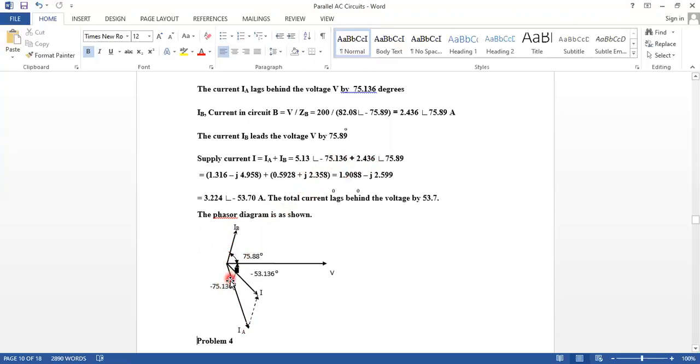Now, the sum of the vectors IA and IB gives what? The total current I, right? So what is the value here? 3.224 at an angle of minus 53.7. So this should have a length which is slightly greater than IB. So draw this. At what angle will you draw? It is again minus 53.7 degrees below the reference voltage V. Now you can join with dotted lines IA to I and I to IB. You have to draw with the dotted line over here. So this is the phasor diagram.